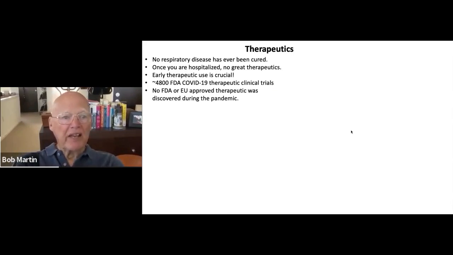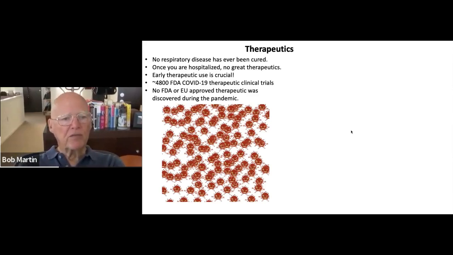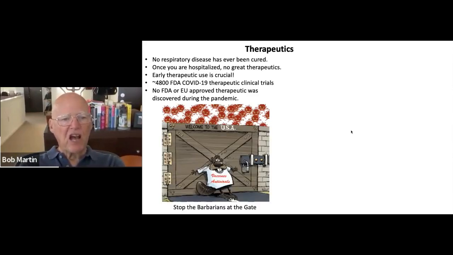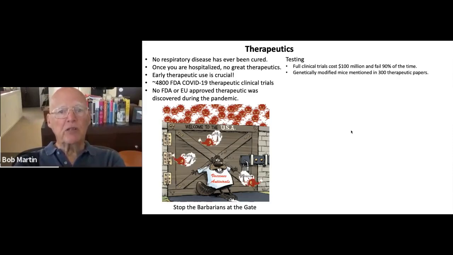Therapeutic trials. However, none of those trials led to an approved therapeutic. They were all discovered ahead of time. Basically, what you're trying to do as the virus attacks is stop it at the gate. You want to use the antivirals to stop it. The antivirals are disrupted by the variants, so some sneak through.